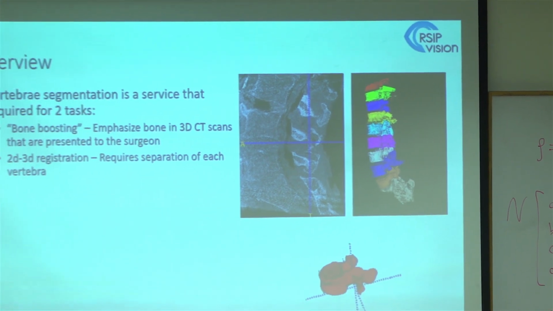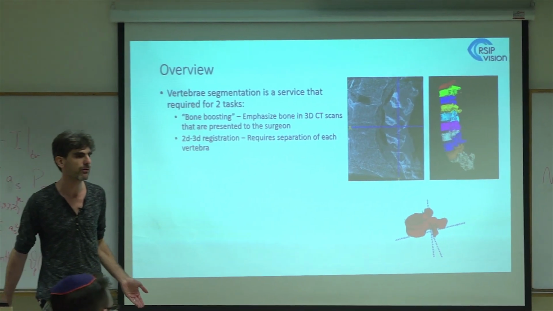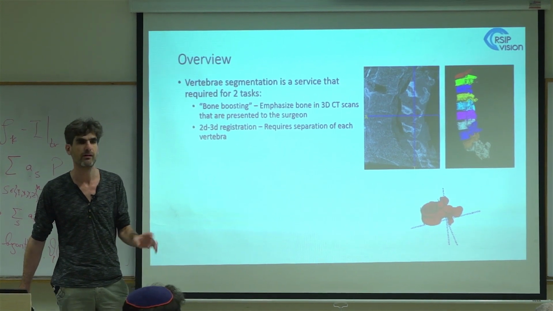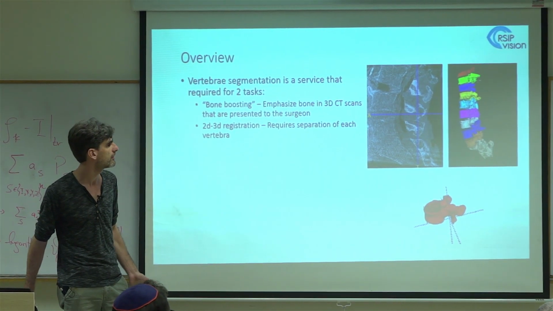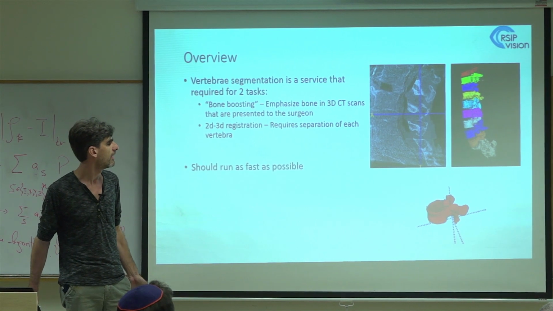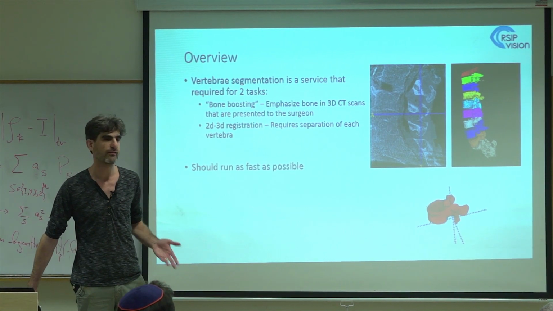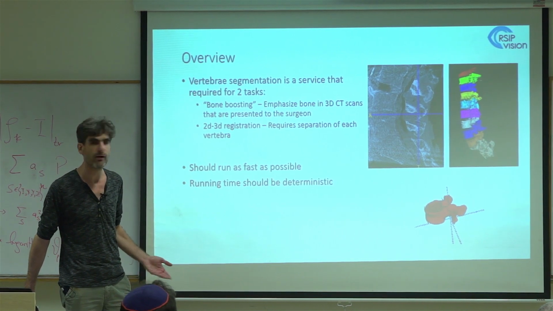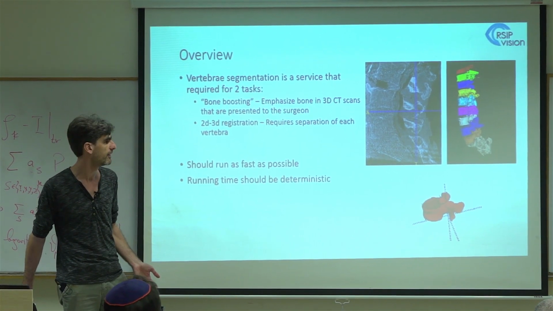And the other use for segmentation is, of course, for 2D to 3D registration, since we need each vertebra separate from the other in order to match it to the X-ray image. Of course, the segmentation should run as fast as possible. There were a few questions about that before. And we want the running time, hopefully, to be deterministic.